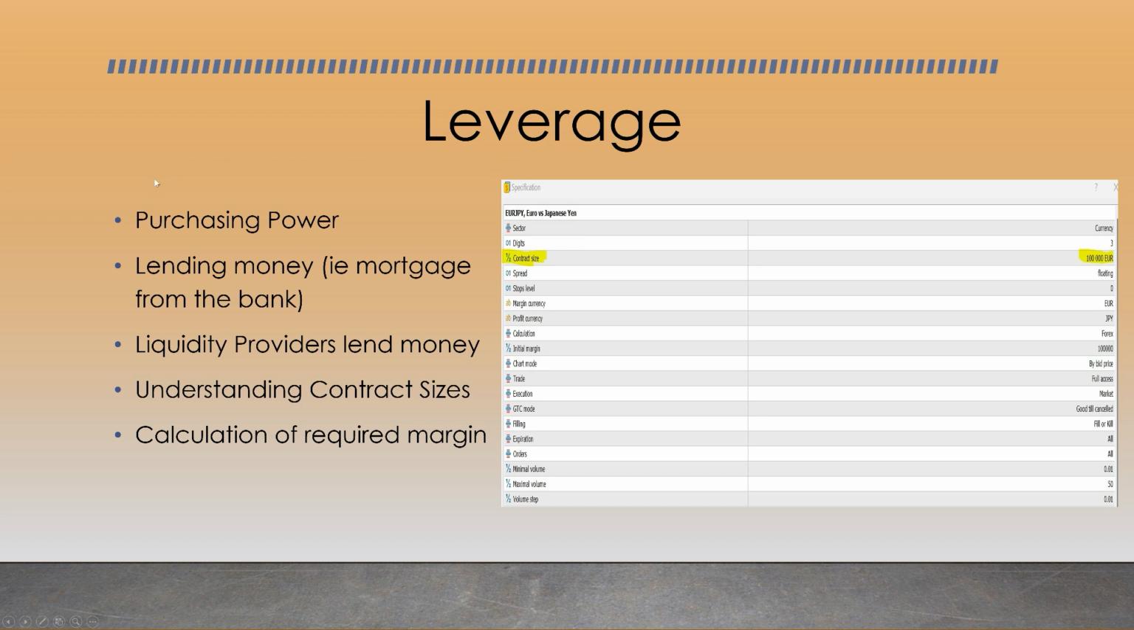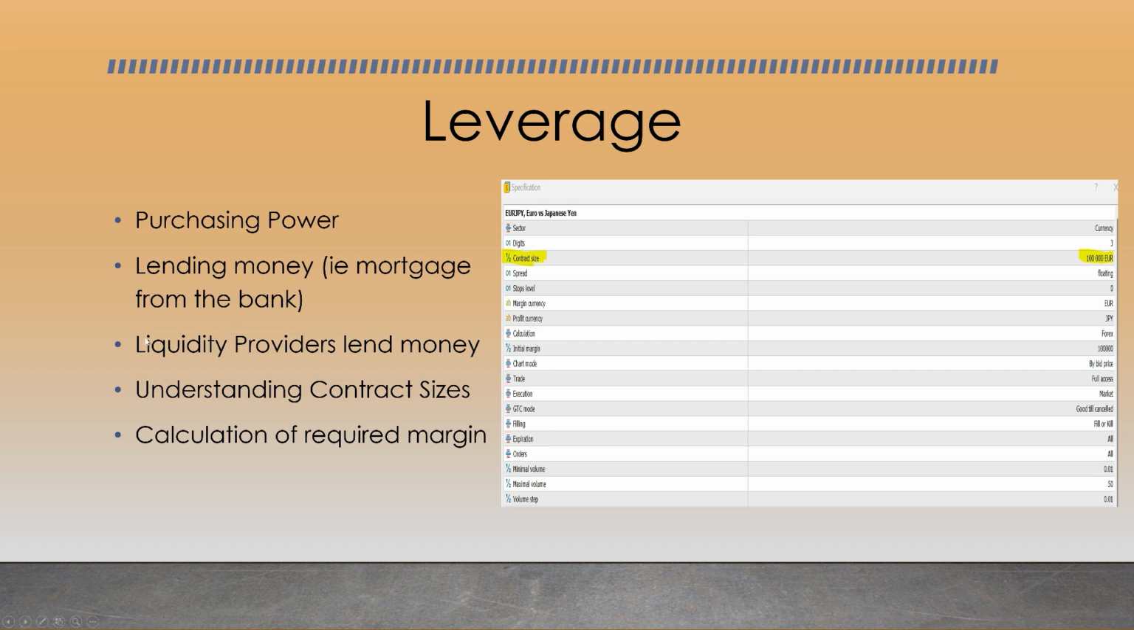Leverage, in simple terms, is the purchasing power you get from the market, from the liquidity providers, in order for you to be able to afford opening certain positions in the market. What it is, basically, is lending money to the trader to open those positions. It's similar to getting a mortgage from the bank to afford to buy a property, let's say.